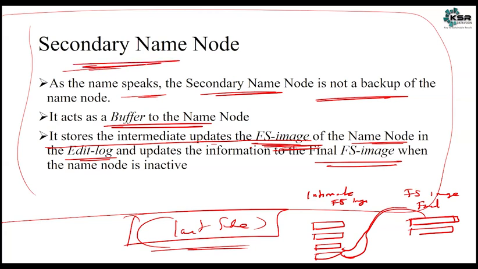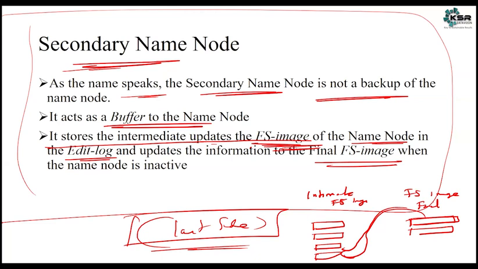secondary name node. Secondary name node will not take class instead of me. It will have all the updates. Your update also you will have it. In which system, what type of data is there, that I have as a name node. My information will be sent to the secondary name node.